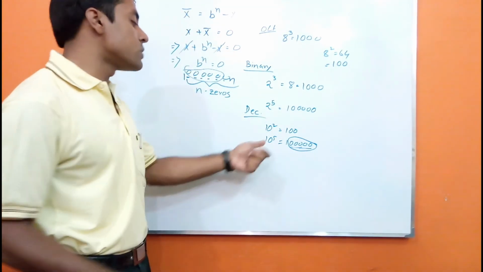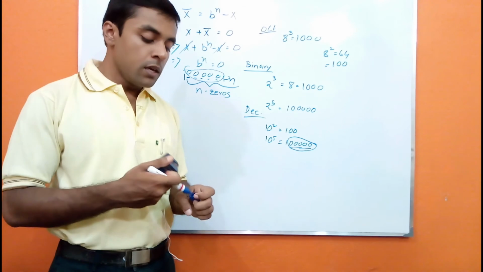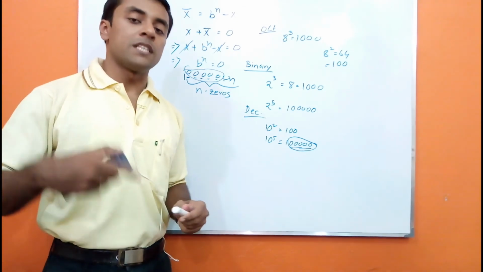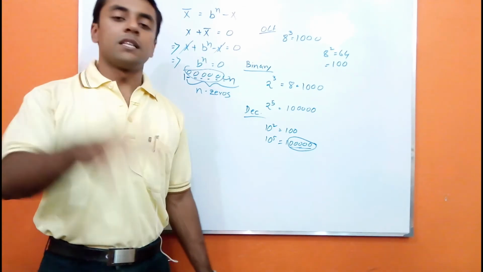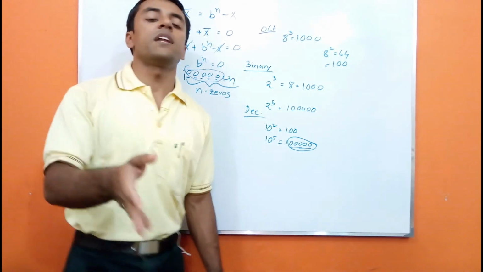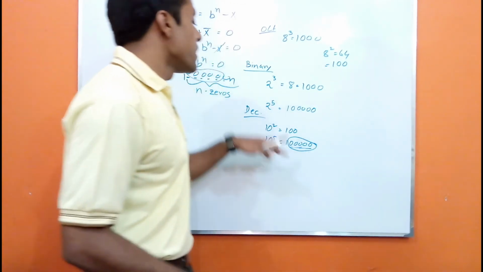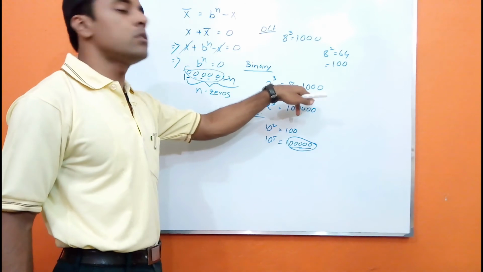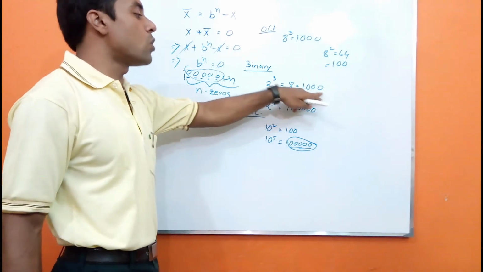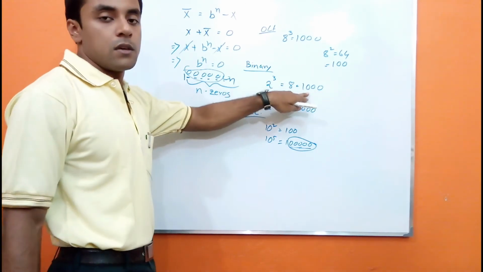Why? Because we are dealing with 5 digits, we are computing in 5 digit registers, or you may say the original numbers are of 5 digits. So we are concentrating on only 5 digits in this case. In this case, we are only concentrating on 3 digits. That means we have to store only these 3 bits.